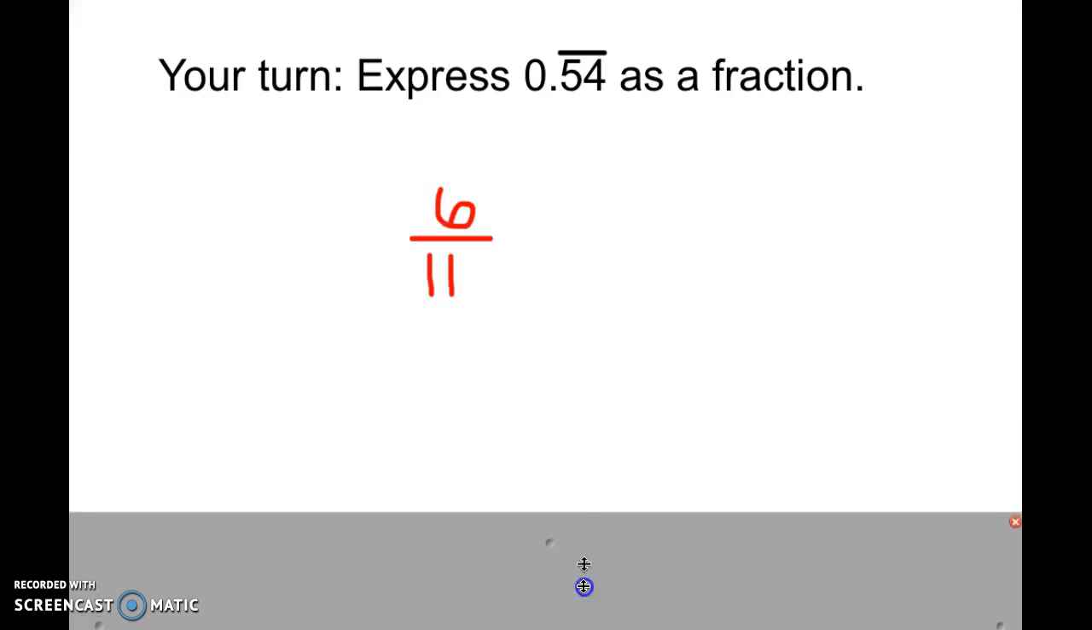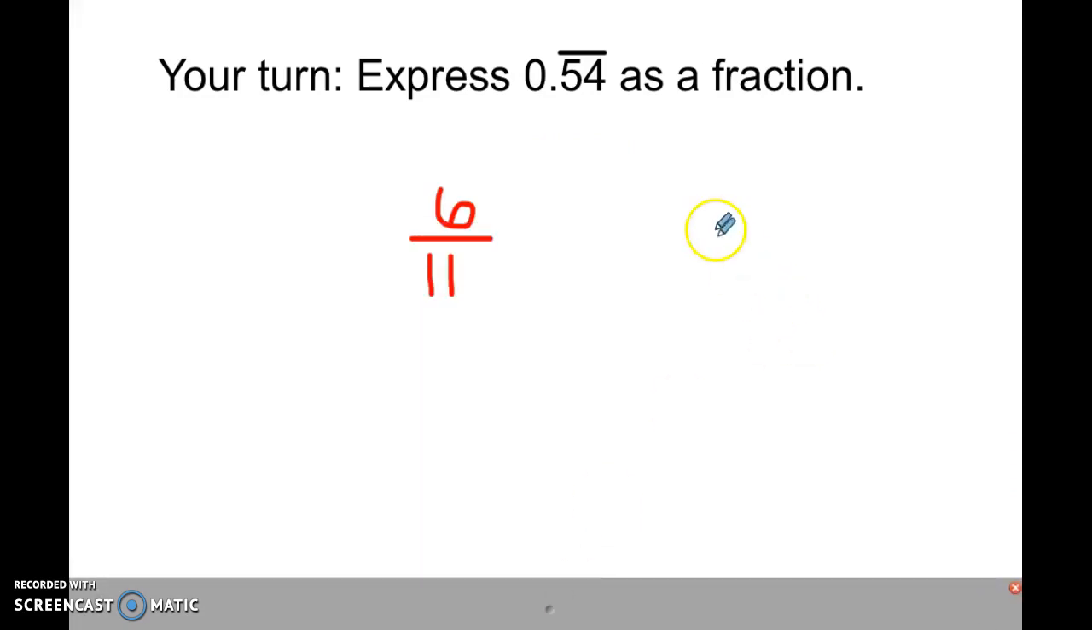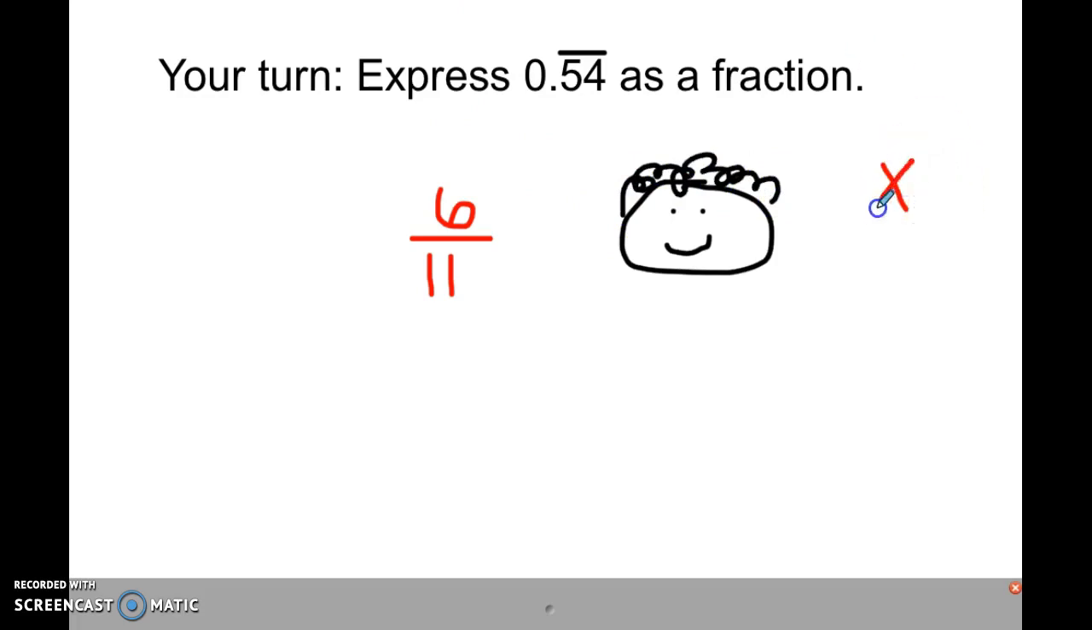Your turn. You are writing 0.54 repeating as a simplified fraction. Pause your video at this time. Did you get an answer of 6/11? If you did, give yourself a Mrs. Peters curly-headed smiley face. If you didn't, give yourself an X. Go back and find your mistake. Once you do, put a circle around it.